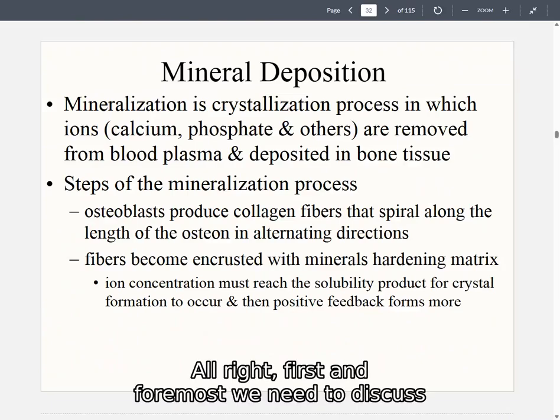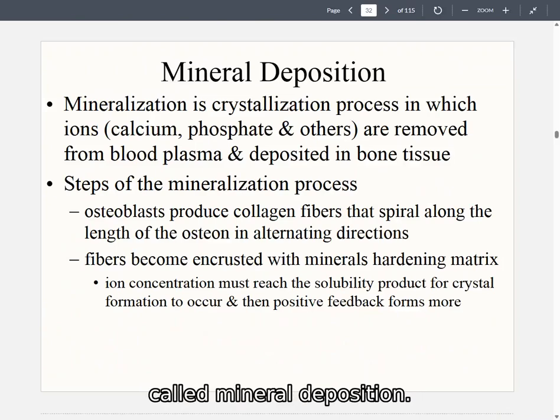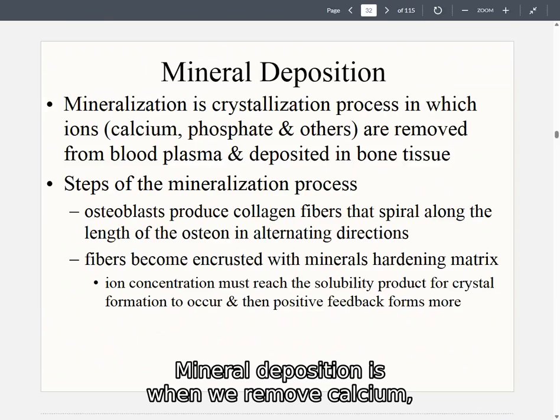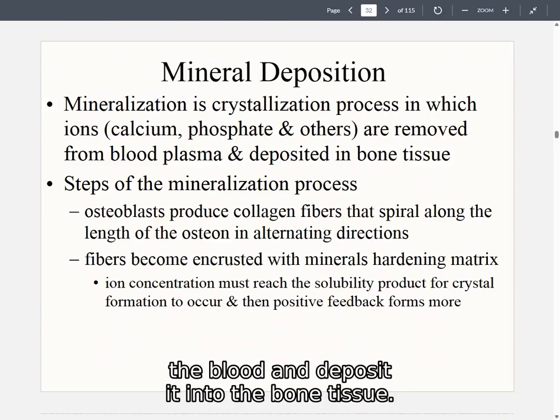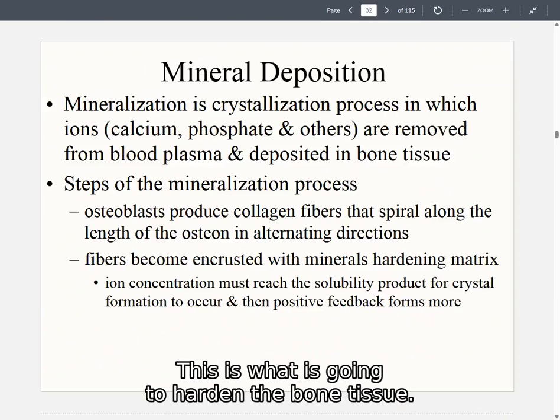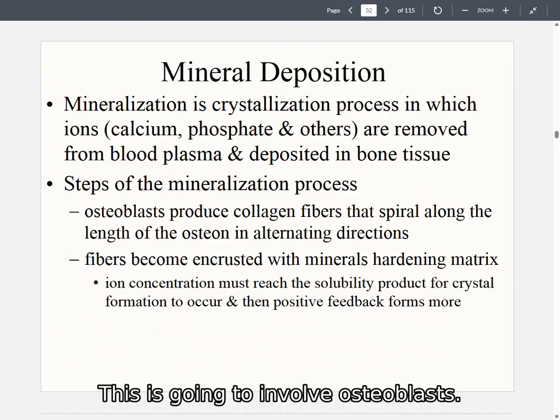All right. First and foremost, in order to create bone, we need to have something called mineral deposition. Mineral deposition is when we remove calcium, phosphorus, and other minerals and ions from the blood and deposit it into the bone tissue. This is what is going to harden the bone tissue. This is going to involve osteoblasts.